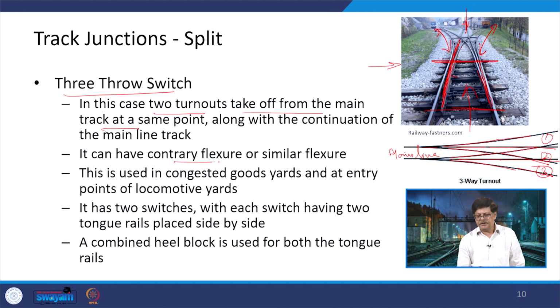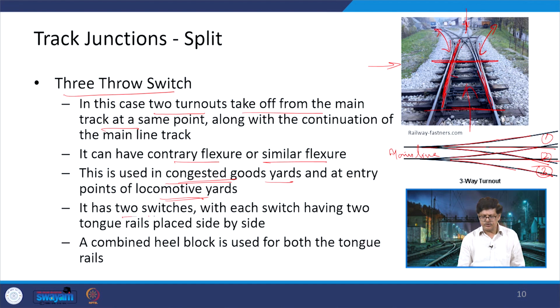It can have contrary flexure or similar flexure; it all depends on what type of requirements there are. It is used in congested goods yards and at entry points of locomotive yards where only the locomotives are going to be maintained. In the case of goods yards, this is the location where goods transportation takes place. Goods can be loaded into the train or unloaded from the train.